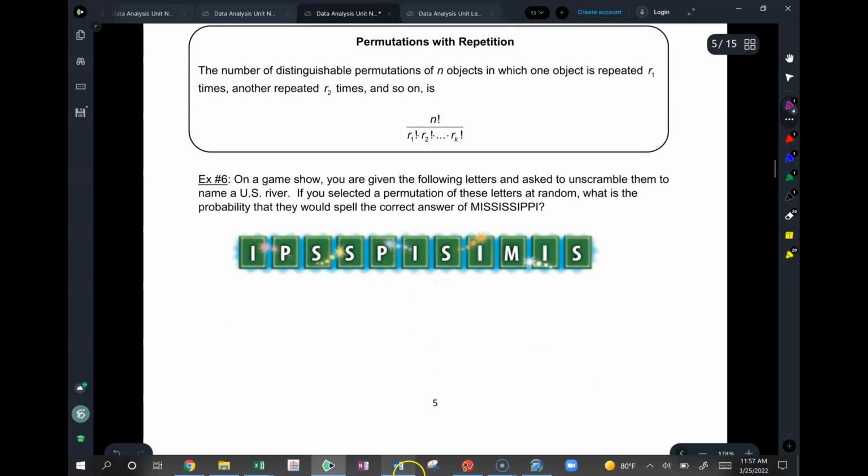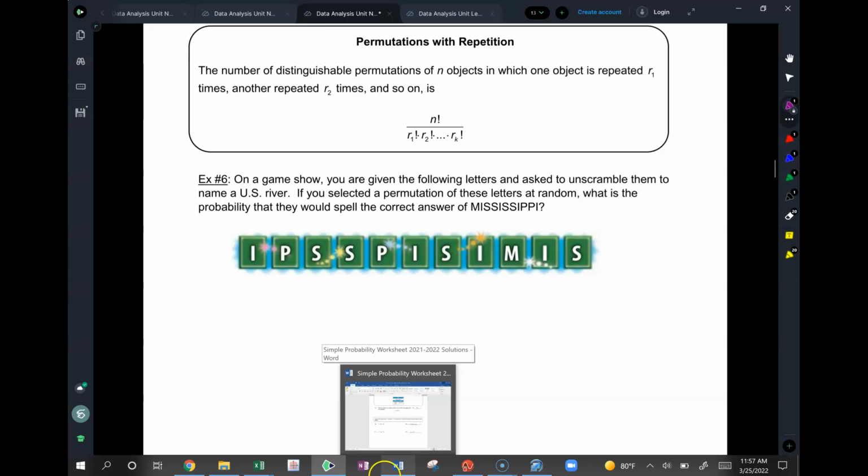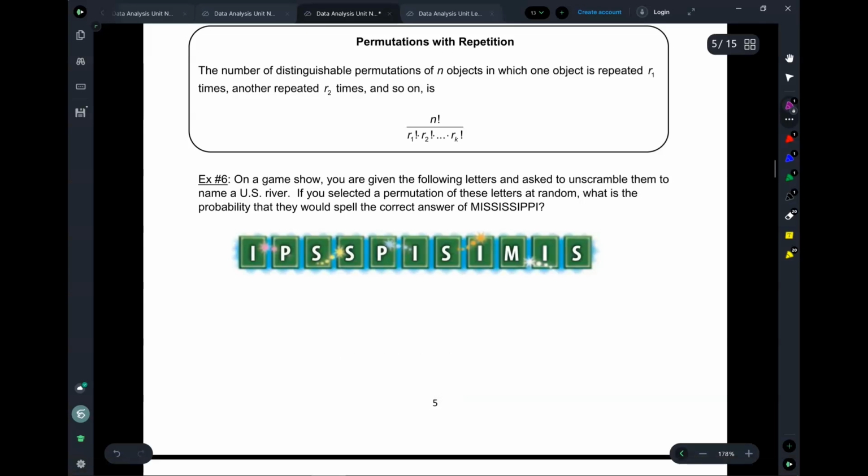Okay, what about permutations with repetition? What if out of the 6 magazines you did have 2 that were the same? Those 2 can be flipped and nobody would know about it, right? So those are ones that you can have repetitions. So the number of distinguishable permutations of n objects in which one object is repeated R1 times, another object R2 times, and so on is this. So this is the one with repetition.